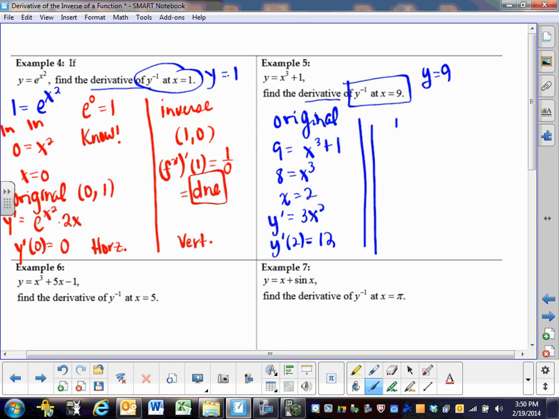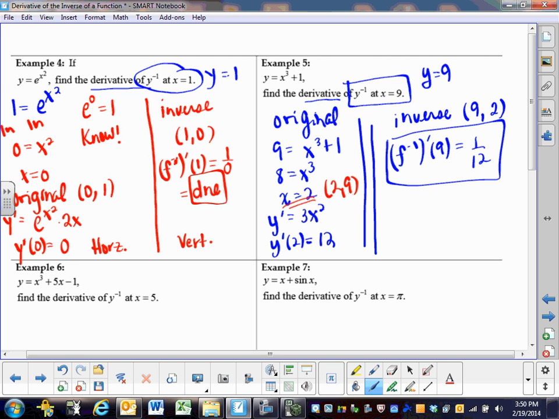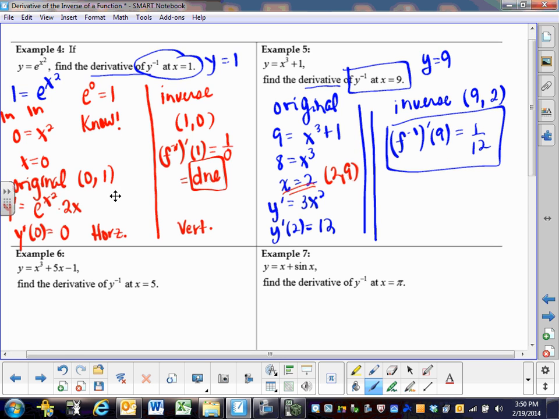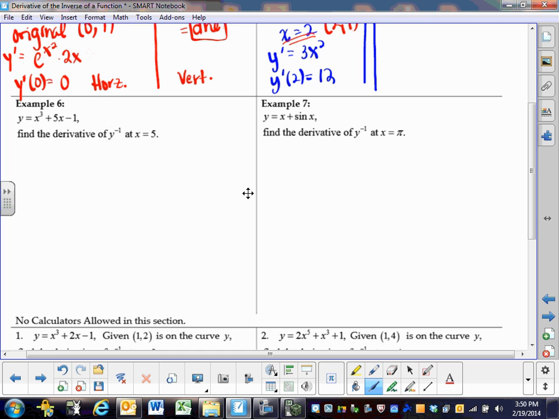Okay, so again, without our calculator, if we want the derivative of the inverse function at 9, that really means that y equals 9 on the original. So for the original graph, 9 equals x cubed plus 1. 8 equals x cubed, so x equals 2. The original derivative is 3x squared. The original derivative at 2, substituting 2 into the derivative, is going to give us 12.